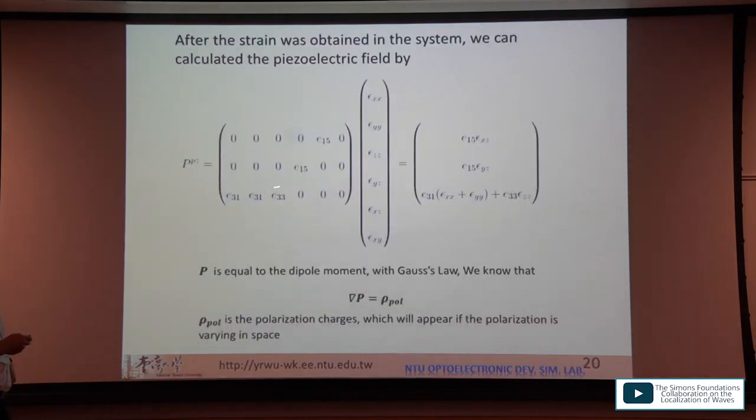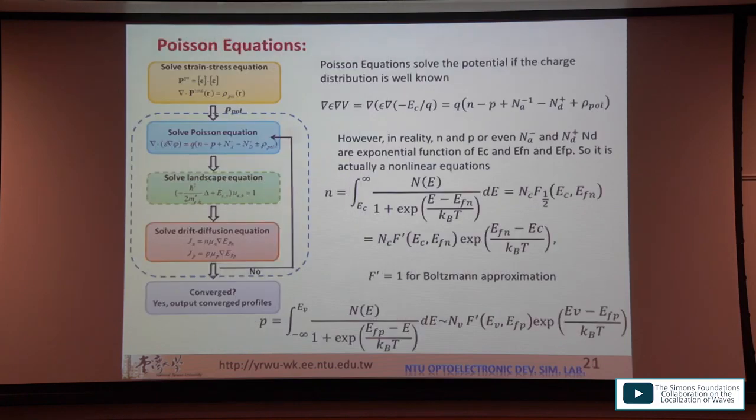So after you calculate the strain, you can calculate the piezo field. With the strain value, you can calculate the piezo field, and if you take the gradient of the piezo field, you get a polarization charge. So polarization charge is only induced when you have a polarization difference. So if you purely have the same material, you won't get any polarization. But if you have a heterojunction interface or composition fluctuation, you will get the fluctuation potential.